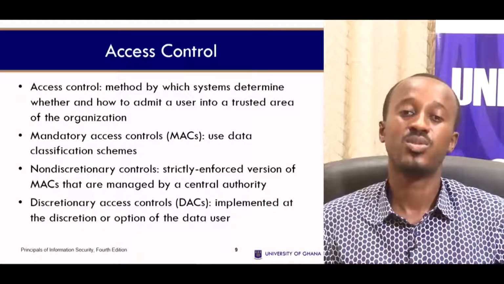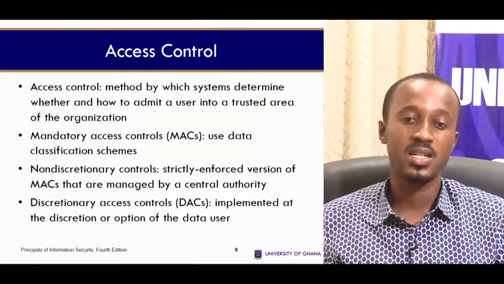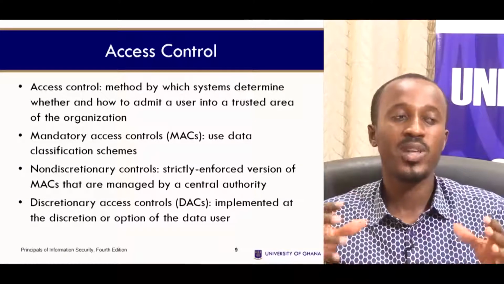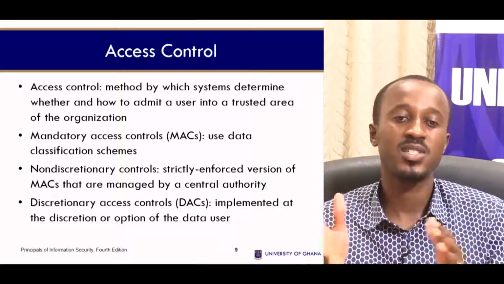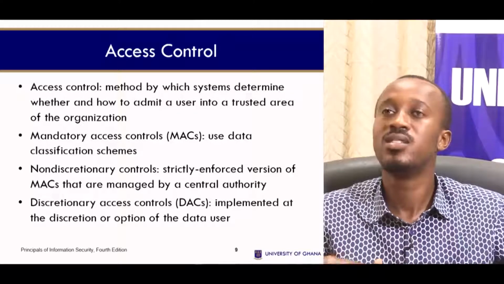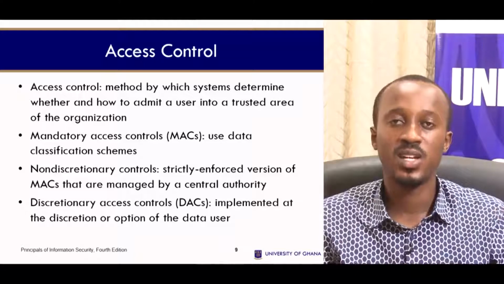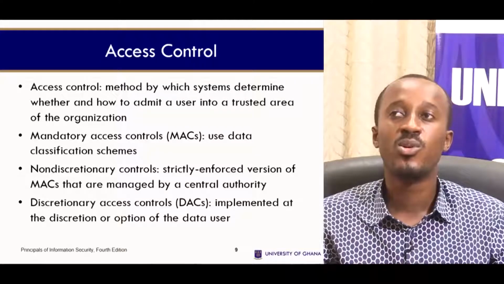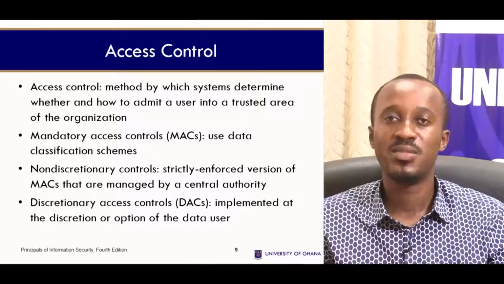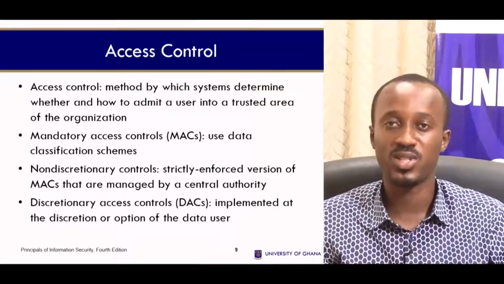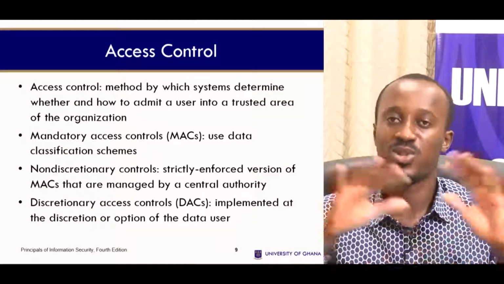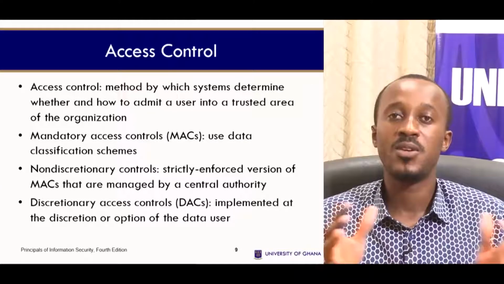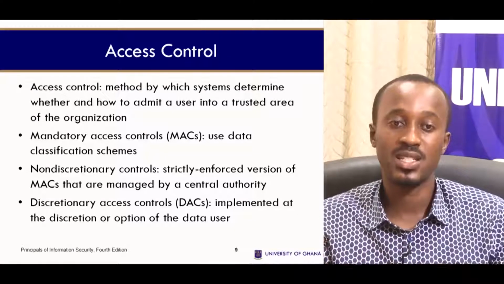Now, what is access control? We can define it as a method by which systems determine whether and how to admit a user into a trusted area of an organization. So if you take this setting to be an organization, for instance, what measures or methods have been put in place to determine whether or not someone has been given the permission to be within this space or not? This is what constitutes access control. It means that access to the particular area has a control, has a determinant attached to it.